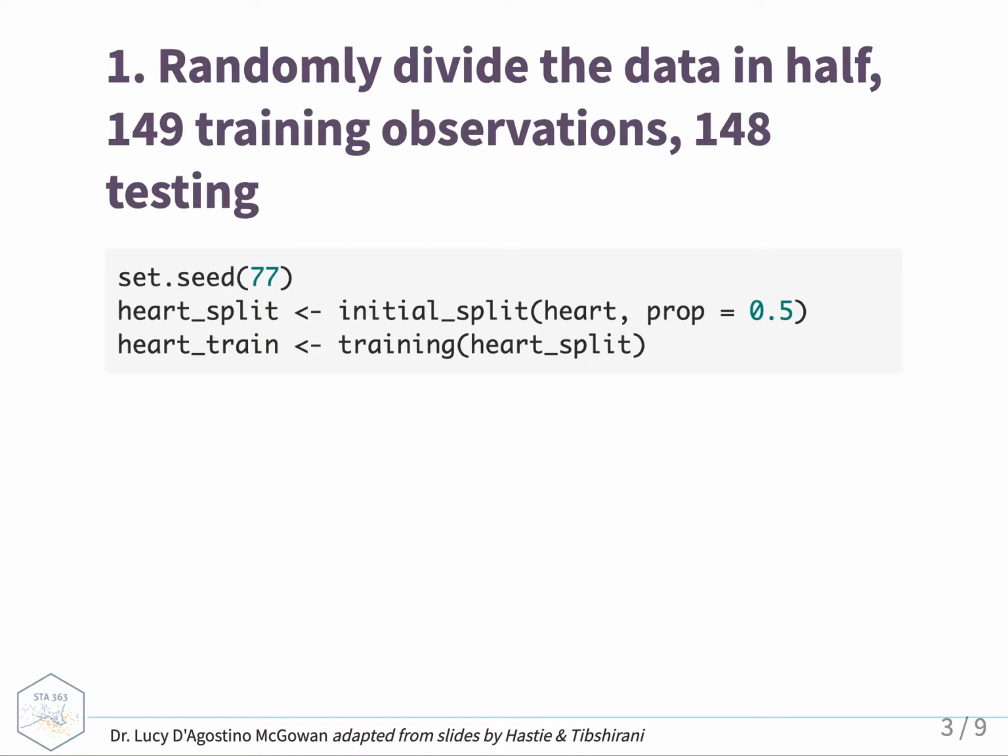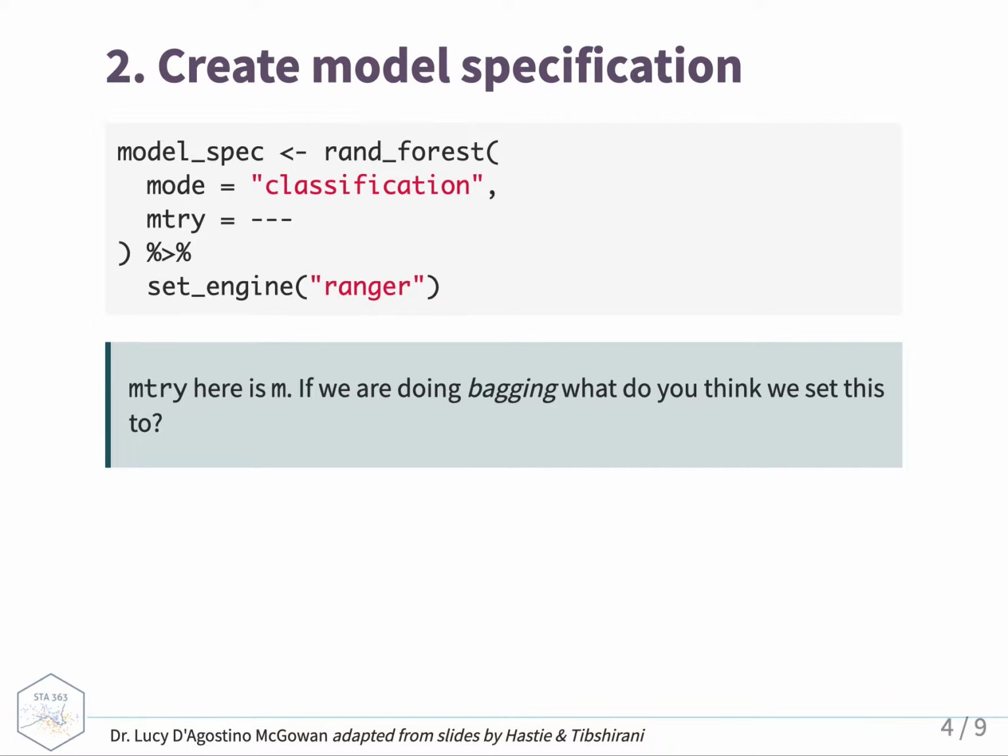The first step is going to be to randomly divide the data in half. In this case, I'm going to have 149 training observations and 148 testing. Then I'm going to create a model specification. I'm going to use rand_forest here as what I'm specifying instead of the decision tree we were using before. The mode is classification, so I still set my mode.